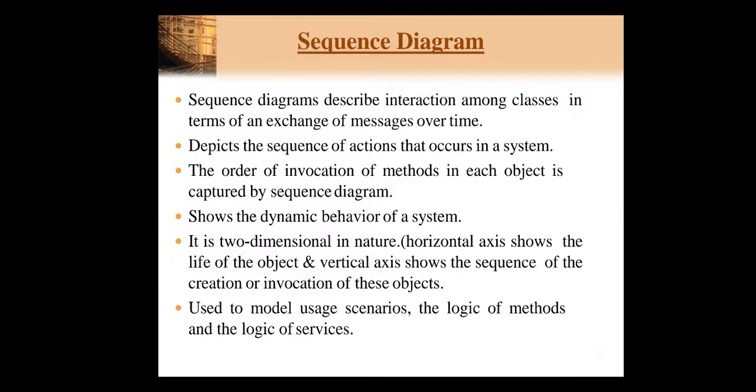From this interaction diagram we have two types, one is the sequence diagram, another is the collaboration diagram. The sequence diagram represents the order of communication between the two objects of classes. It is two-dimensional in nature. Why is it said to be two-dimensional in nature? Because the horizontal axis shows the life of the object and the vertical axis shows the sequence of the creation or invocation of these objects.